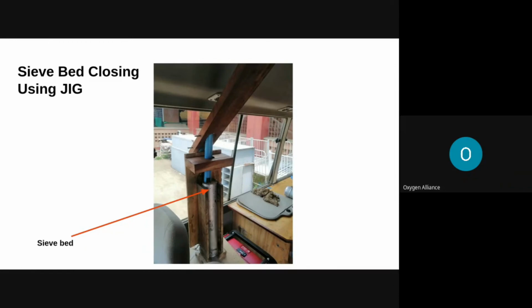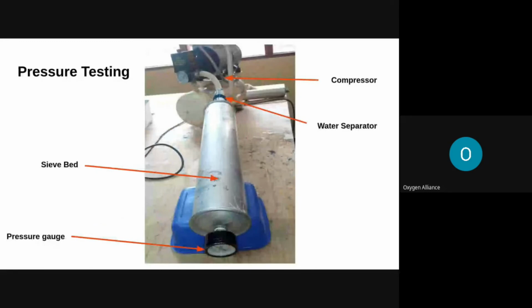If we could go to the next slide. We pressure test a sieve bed by hooking a pressure gauge on the air outlet of the sieve bed and attaching a compressor on the inlet side of the sieve bed. There has to be a gate valve on the compressor side to control the amount of air going into the sieve bed, and a one-way valve to avoid unnecessary escaping of air from the bed during pressure testing.